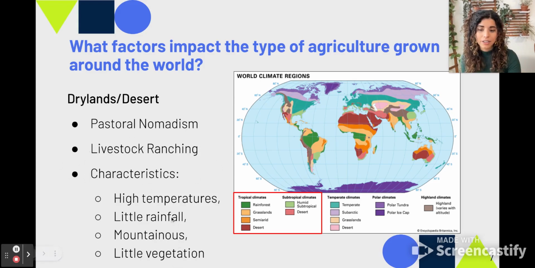And you'll see that some of these characteristics lend more to animal agriculture as opposed to plant agriculture. So some of these have to do with high temperatures, little rainfall. Sometimes these areas are mountainous, which makes it challenging to grow plants, and then little vegetation. Sometimes that area is just not conducive to growing a lot of plants. So even though maybe not big plants, there'll still be different grasses, maybe some grasslands. And because of that, it supports livestock ranching or livestock agriculture as opposed to plants.